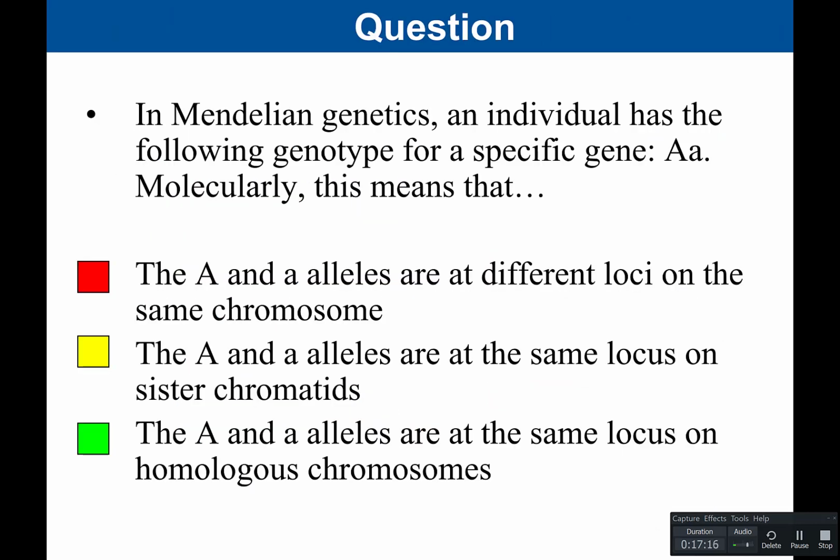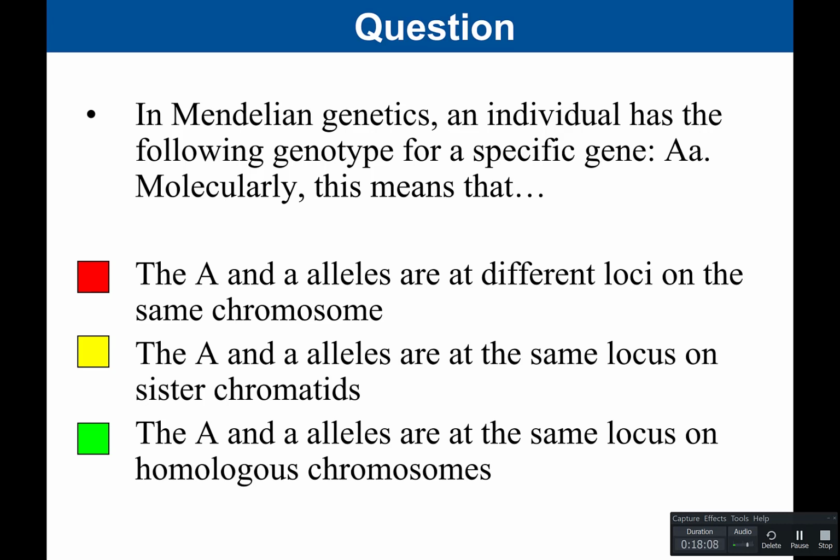So question for you. In Mendelian genetics, an individual has the following genotype for a specific gene: big A, little a. Molecularly, this means that: red, the big A and little a alleles are at different loci on the same chromosome. So are they on the same chromosome but different positions? Yellow, the big A and little a alleles are at the same locus on sister chromatids. Or green, the big A and little a alleles are at the same locus on homologous chromosomes. So pause your video, and when you're ready, go ahead and push play to hear the answer.